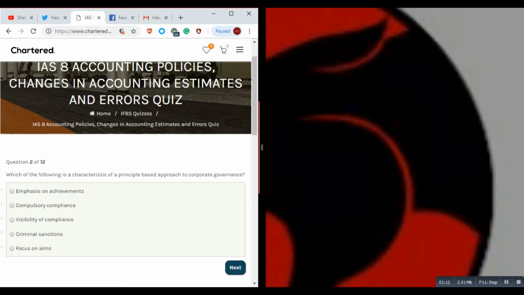Second question, which of the following is a characteristic of a principle-based approach to corporate governance? Principle-based approach is rather flexible as compared to rule-based approach, so the options are emphasis on achievements, compulsory compliance, visibility of compliance, criminal sanctions, focus on aims. So the second option, compulsory compliance, is the correct answer.